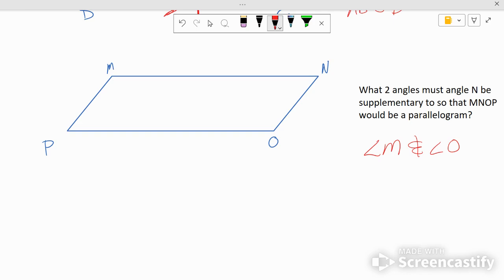Okay? Because an angle has to be supplementary to the two sets of consecutive angles to make it a parallelogram, not just one pair, but there have to be two pairs of supplementary angles. Okay? Are we good there? That's the basics of what's on your quiz.